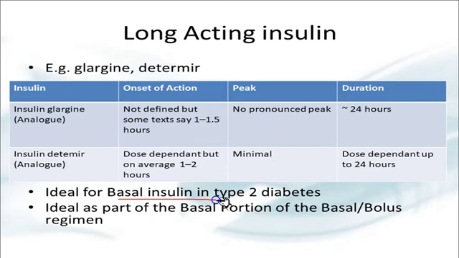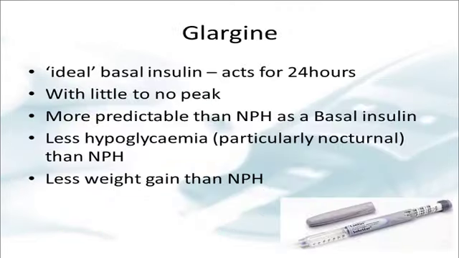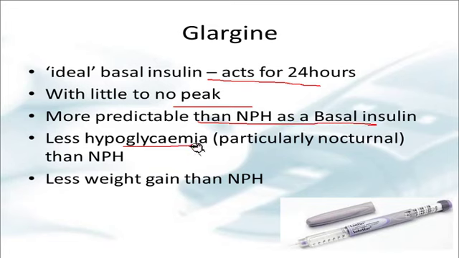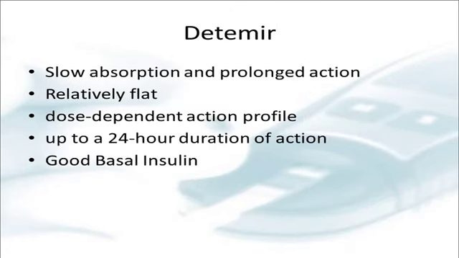It's ideal as a basal insulin for type 2 and type 1 diabetes, and it ideally forms part of the basal portion of the basal bolus regimen. Glargine is the one that works for up to 24 hours and has little peak. It's more predictable than NPH insulin. It causes less hypoglycemia than NPH. It also causes less nocturnal hypoglycemia and morning hyperglycemia than NPH. Detemir is much more slowly absorbed and has prolonged action. It's relatively flat, but it does have a peak. It has a dose-dependent action profile.